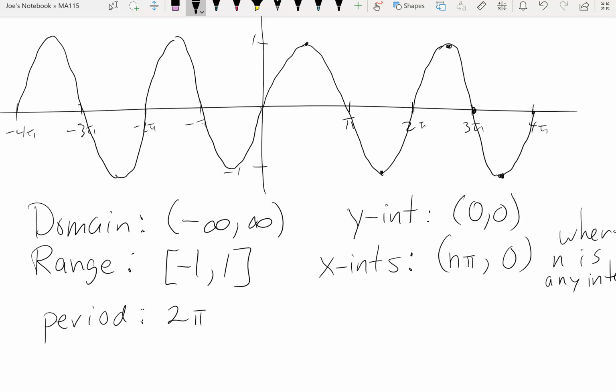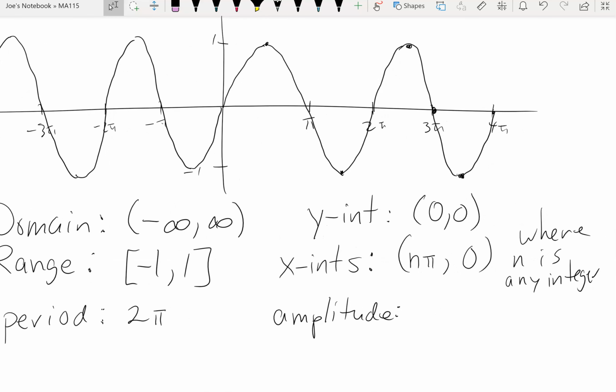Okay? Okay so far? All right. The last thing that we mentioned is what's referred to as the amplitude here. In general, you calculate your amplitude, and basically it's only for sines and cosines, as your high value minus your low value over 2.